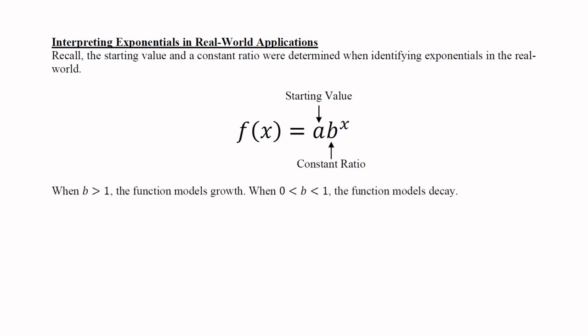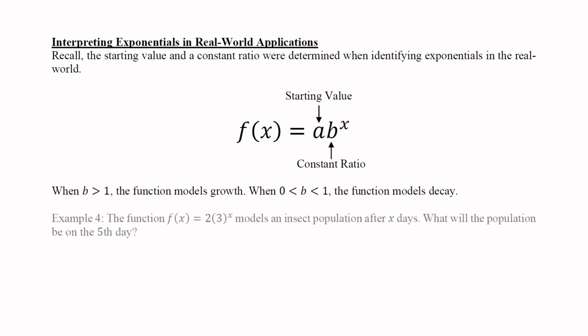Recall the starting value and a constant ratio were determined when identifying exponentials in the real world. A is your starting value, B is your constant ratio. When b is greater than 1, the function models growth. When b is between 0 and 1, the function models decay.